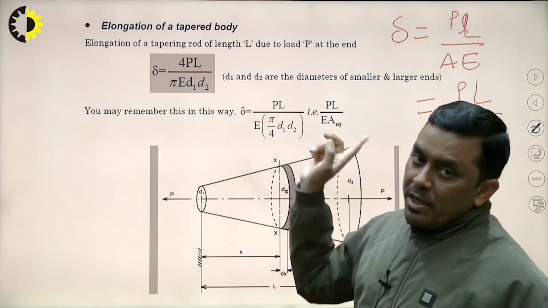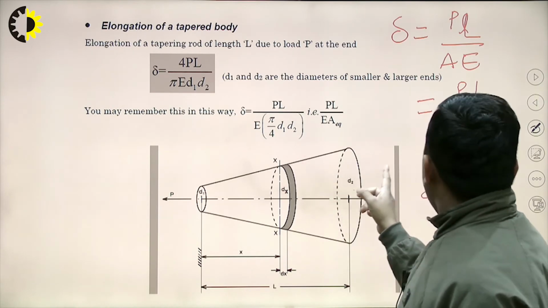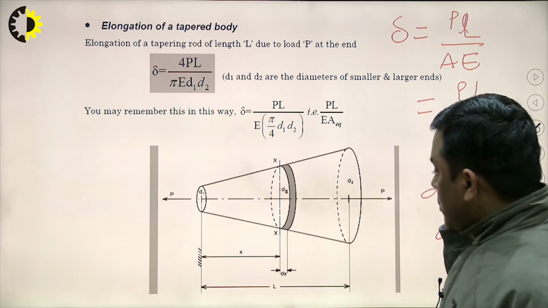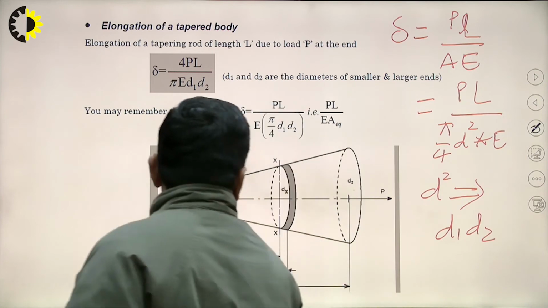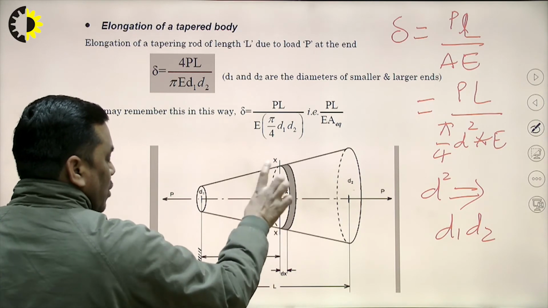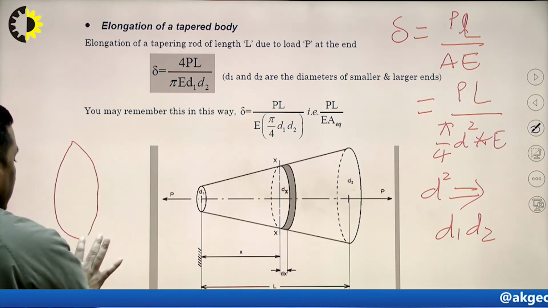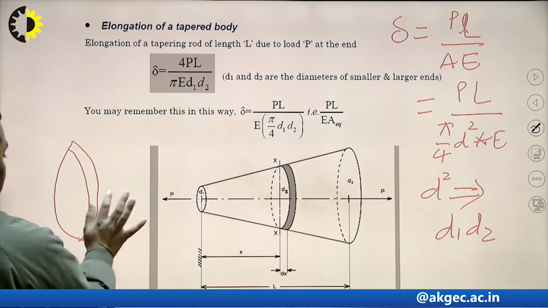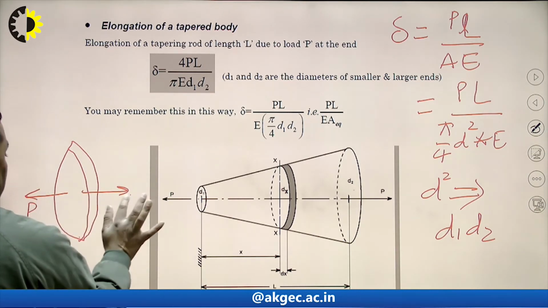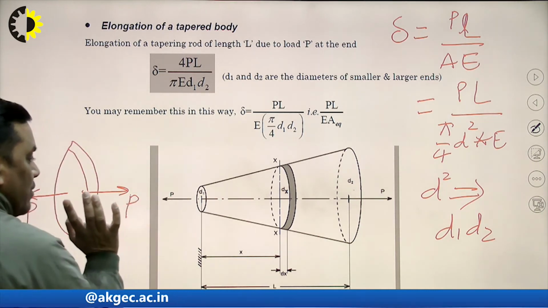The elongation of a tapered bar because of a tensile axial load, the extension will be 4 PL upon pi E D1 D2. How to find out this? How is it done? At x distance, we have considered a disc of uniform diameter and thickness dx. This disc is subjected to load P. Now consider the deformation, the extension, of this.